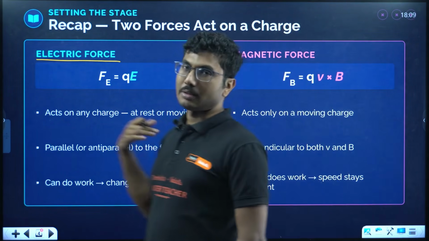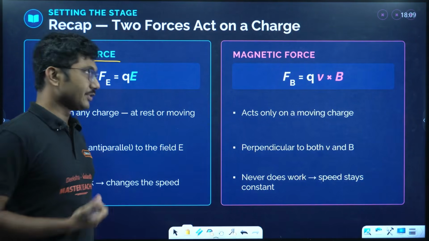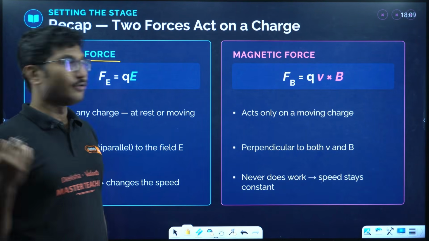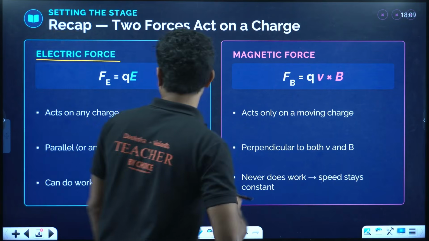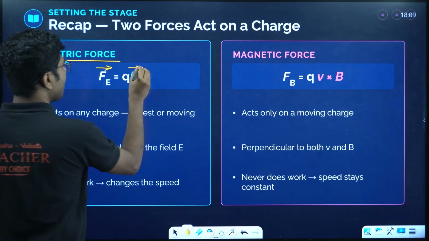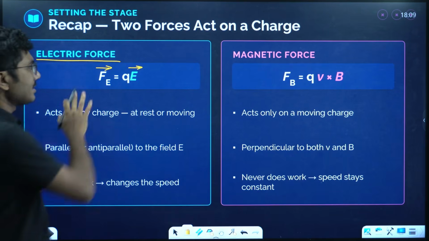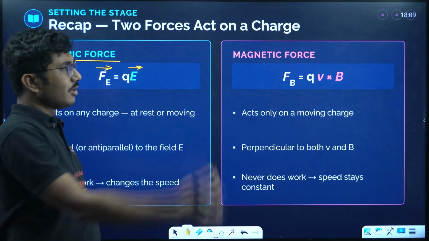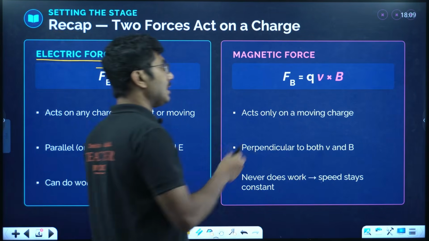So if you are doing some work, its speed changes, right? Now next is the magnetic force. This is a new force that we are going to learn. Now here one important point that is not very clear from here: the force is a vector quantity, so let us add the vector sign here. They are using a bold symbol, so the vector sign may not be clearly visible.